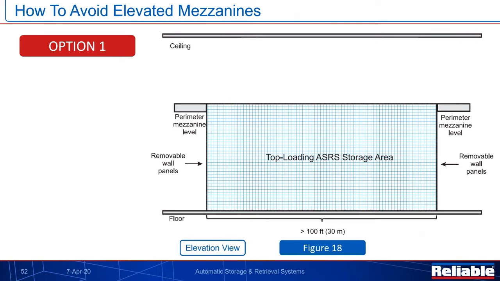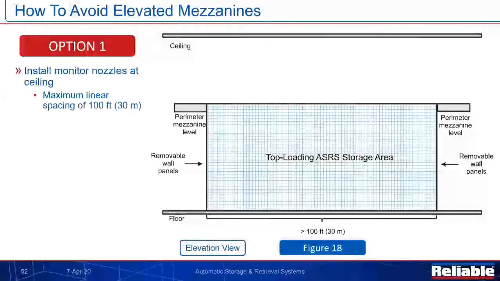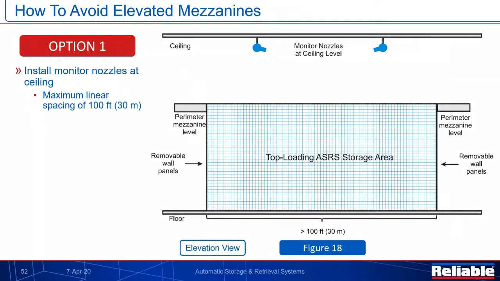FM provides three ways that that's allowed. Option one is installing monitor nozzles at the ceiling at a maximum linear spacing of 100 foot. With this type of monitor nozzle arrangement, there's going to need to be an IR or visible flame detection camera system installed that's monitored at a control room by CCTV. And then that control room also needs to have remote operation capabilities of this. So not an easy type of installation, but one way to avoid elevated mezzanines.